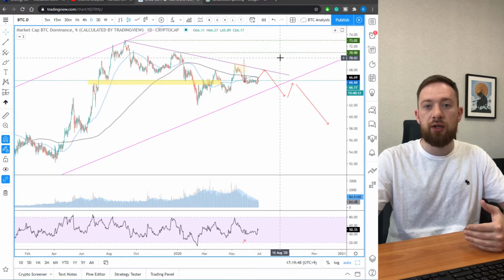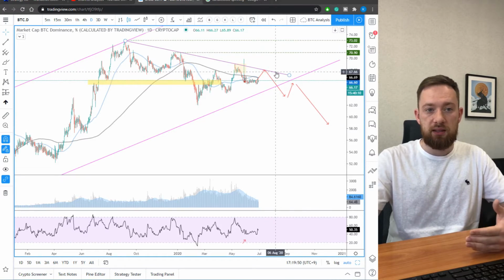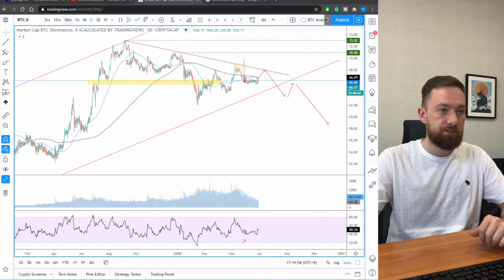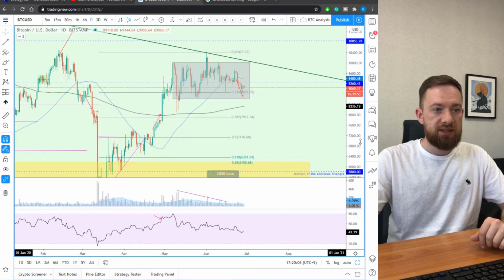This will be a critical level for the BTC dominance to understand whether Bitcoin is going to rush somewhere and the BTC dominance is going to increase, or we might see some altcoins pumping much higher in comparison to the increase in the BTC price. So let me now look into the Bitstamp exchange.